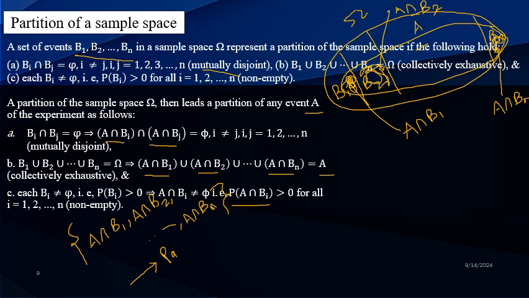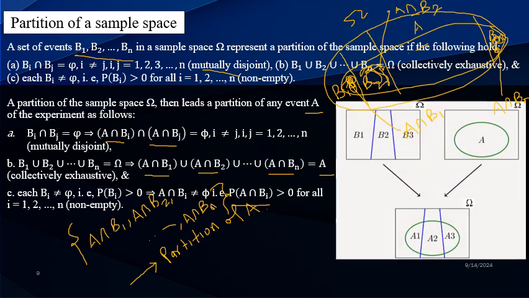And what are the Bi? The Bi are a partition of the sample space. And from the partition of the sample space, you come up with a partition of the event A. Starting from the partition of the sample space omega, you can come up with a partition of an event of interest A by using the same Bi.